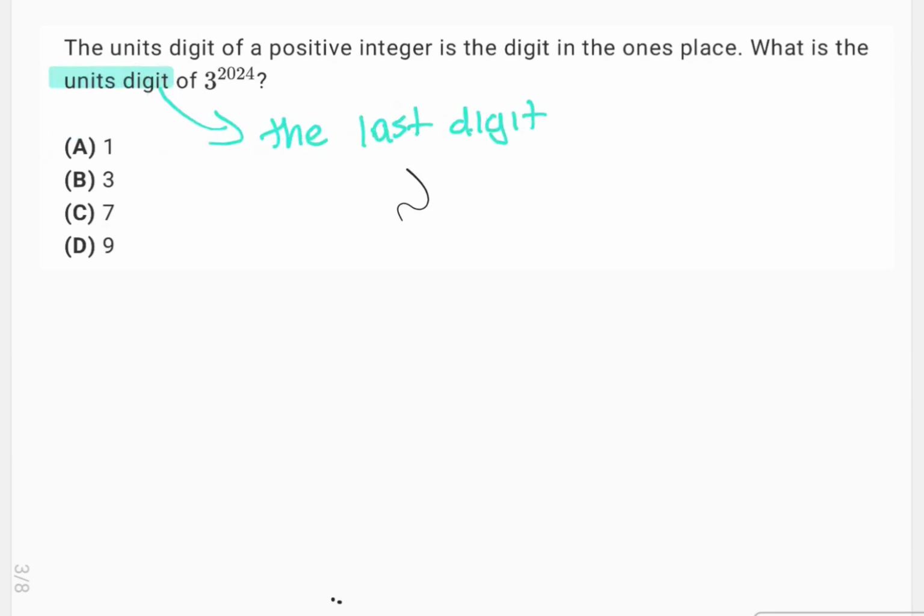For example, the units digit of 324 is 4 because that's the last digit. The same idea applies to large numbers, like 3 to the power of 2024. We're only interested in the last digit of the number. But how do we figure that out without calculating the whole thing?